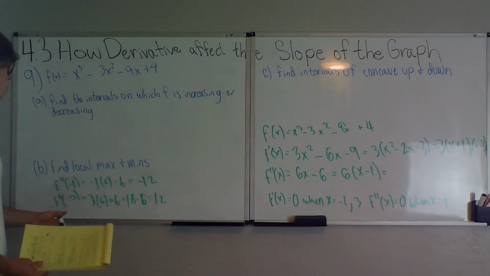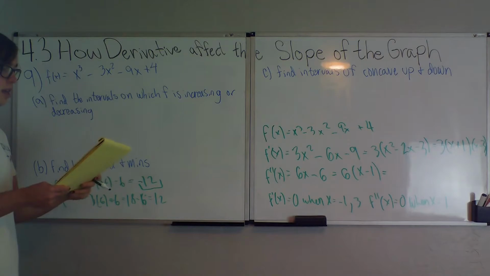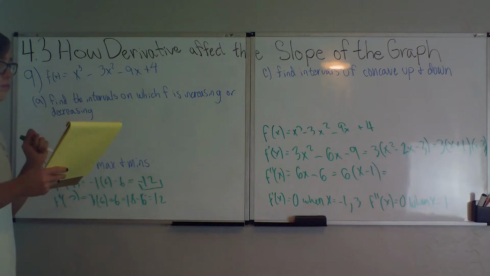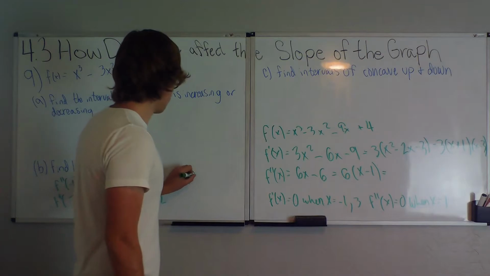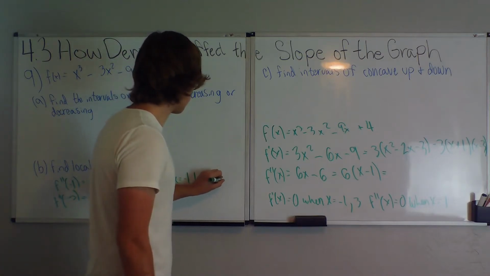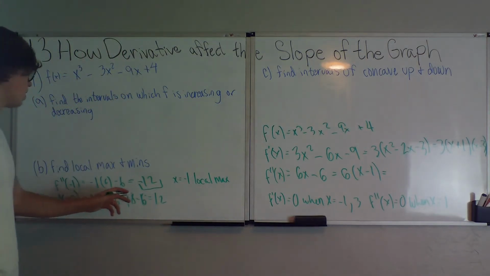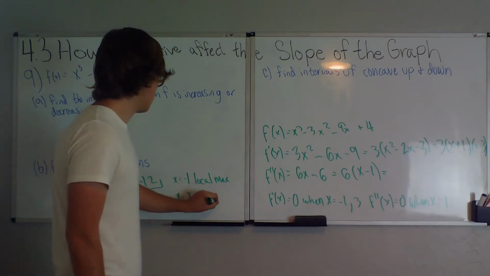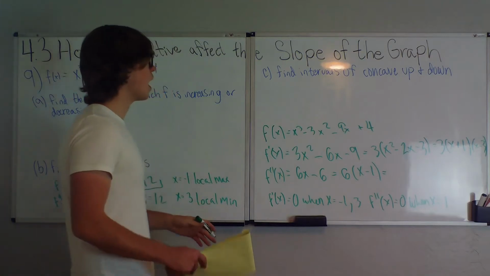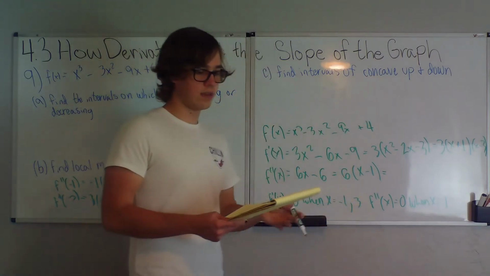Okay, well, what did we find? Well, we found that this is negative, and the second derivative test states that if the second derivative is less than 0, then f has a local max. So that means x equals negative 1 is a local max. And then for f of 3, we get a positive, so x equals 3 is a local min. And then what we can do is, it says find the intervals of concave upward and concave downward, right?